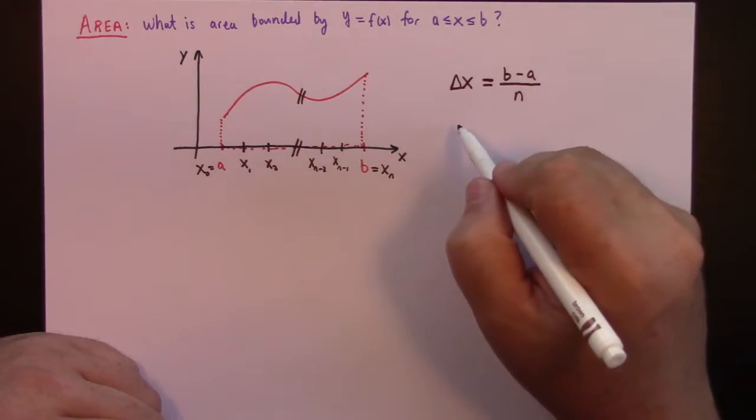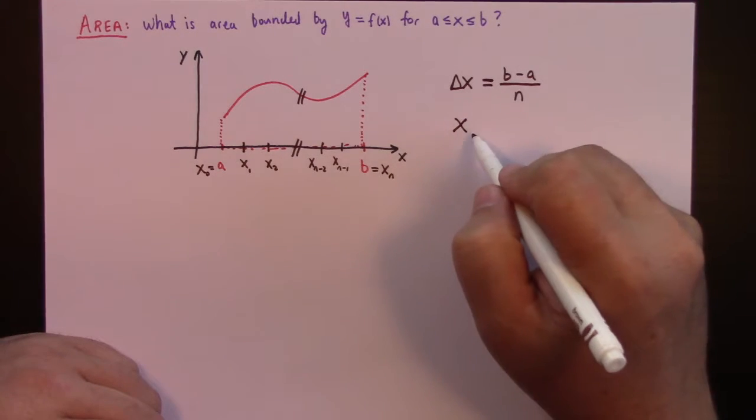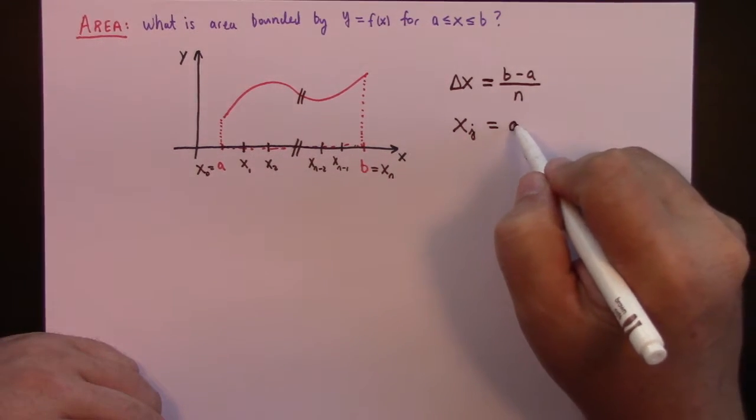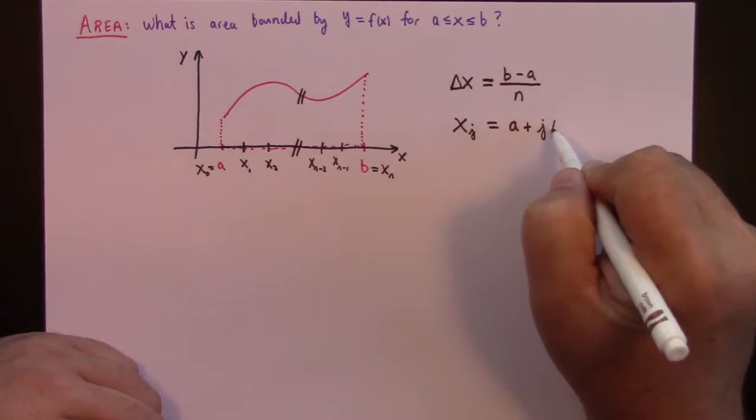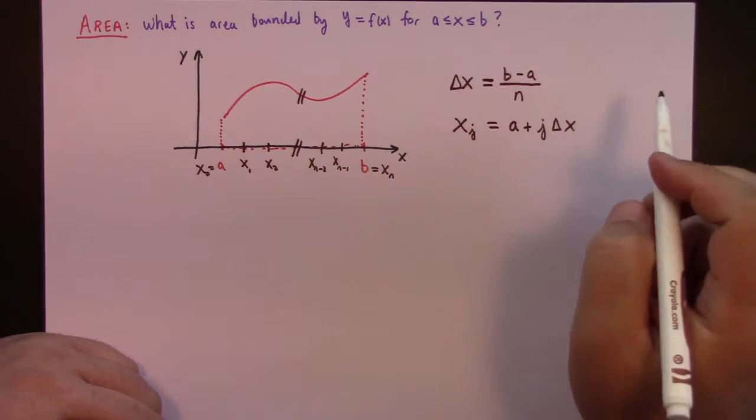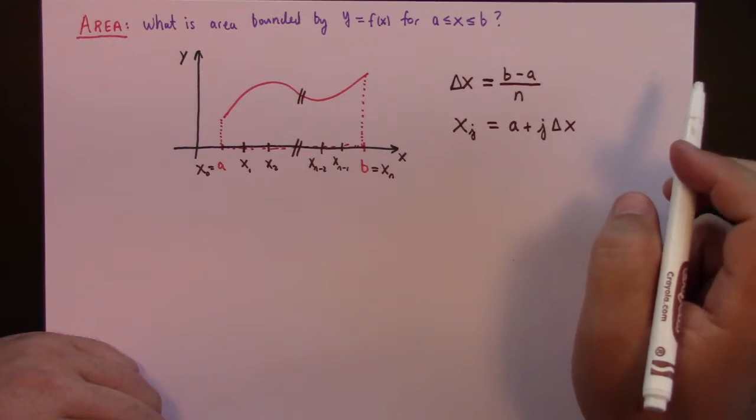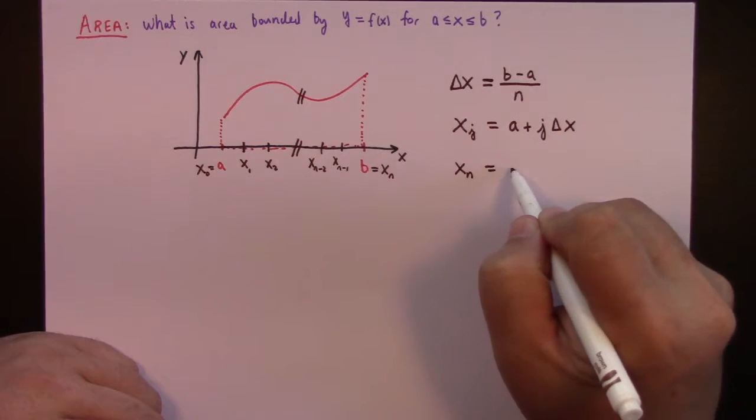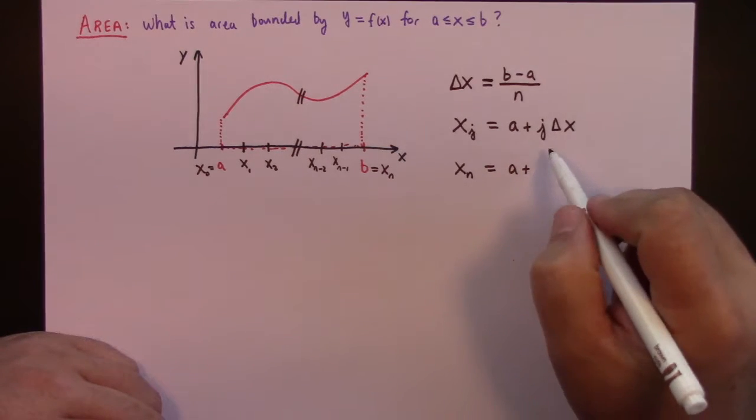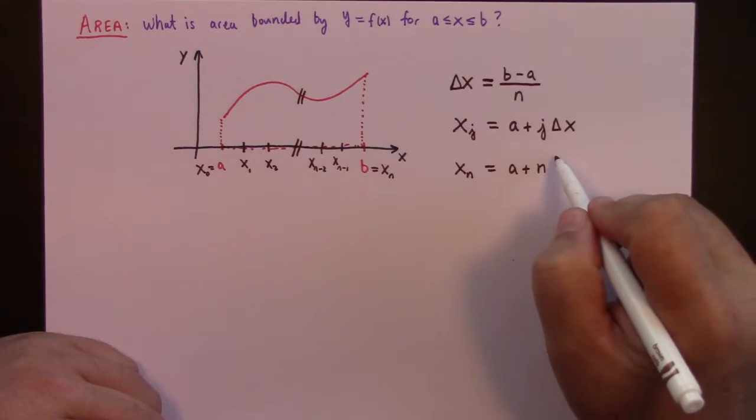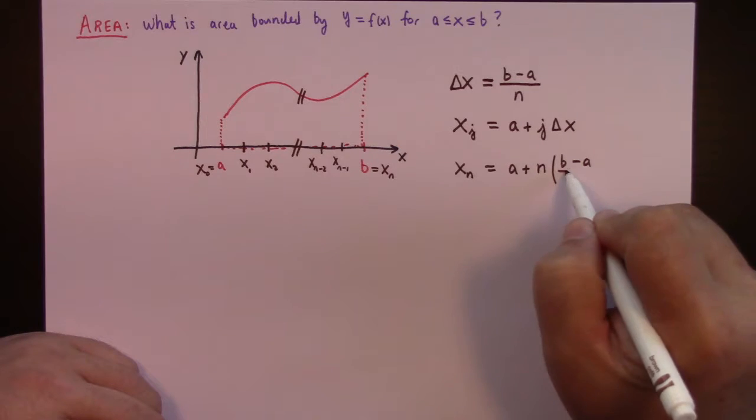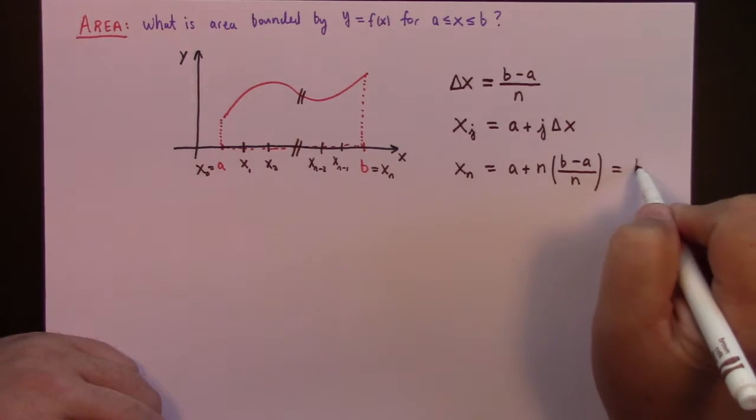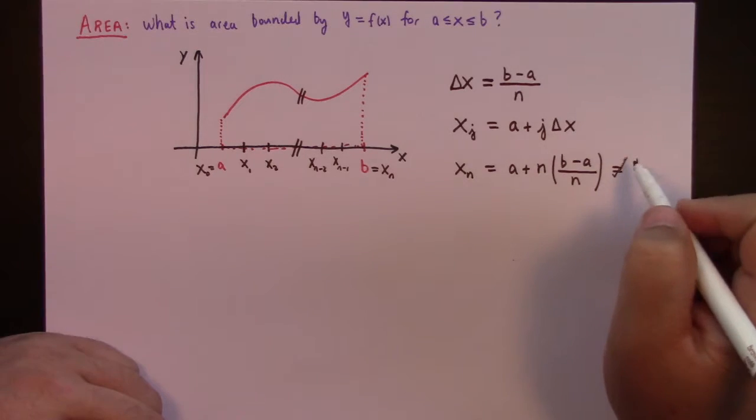And the formula for the jth partition point is simply this: x sub j is equal to x sub naught, which is a, plus j times delta x. As a check on my formulas, what happens if we put in n? x sub n is equal to a plus n times delta x, which is b minus a over n. Check it out. The a's cancel and we get b. Good, that's what I'm saying.